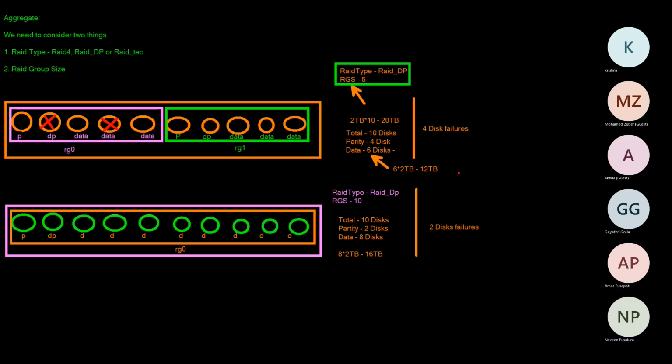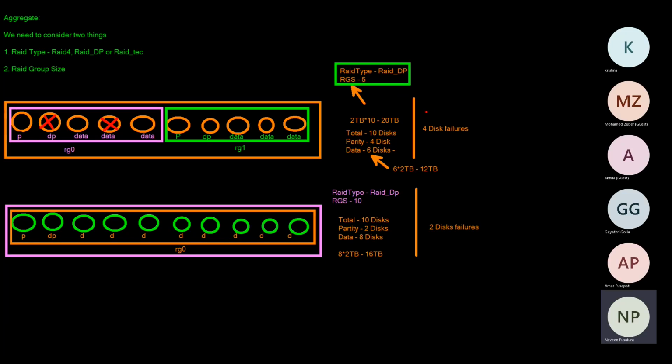So whenever you are creating an aggregate, these two things are very important, and you are the person who has to decide what is the right type and what is the right group size. Actually, not you. I mean, the architect will be there. He will take the call. He'll create some standards for you. You need to follow the standards.